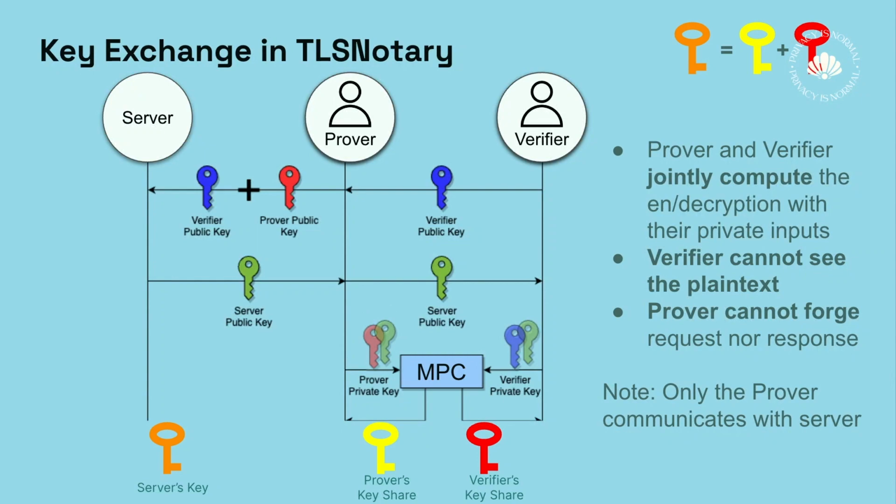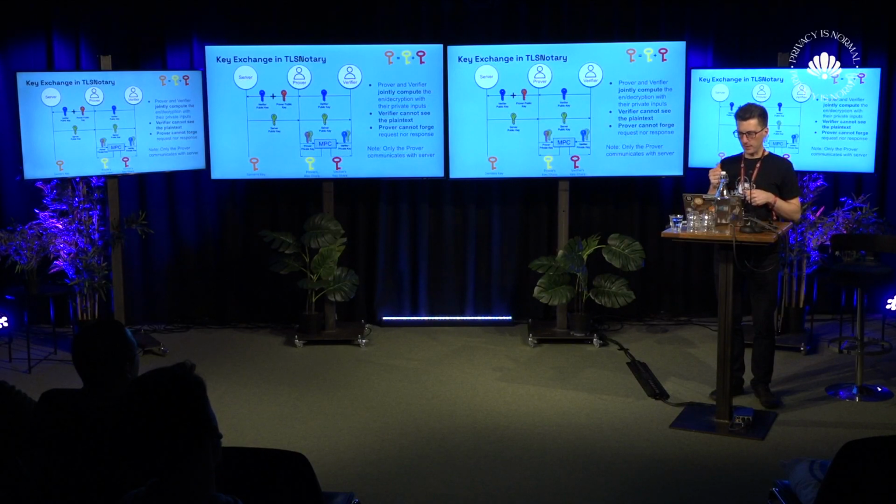So both the prover and verifier have private inputs. And so the verifier only sees encrypted data. So never the plain text until the very end of the process. And also the prover cannot forge the response because it first commits to the encrypted data before it can decrypt it. And so that whole system is sound and guarantees that nobody is cheating or tampering with the data.